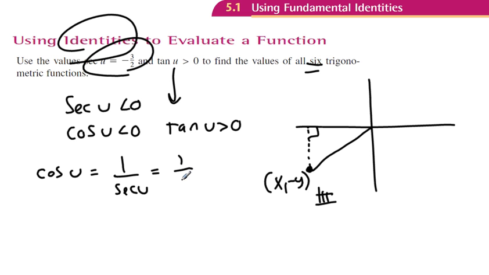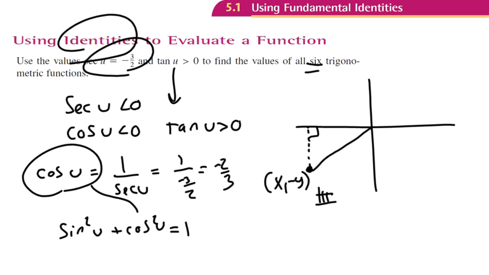So that's 1 over -3/2. If you ever have a fraction in the denominator, all you have to do is flip it. It's the reciprocal. So that means that cosine of u is going to be -2/3. The reason I did that is because I want to use this identity right here, sine squared of u plus cosine squared of u equals 1. I'm going to substitute cosine of u into it, replacing cosine of u squared with -2/3 squared.